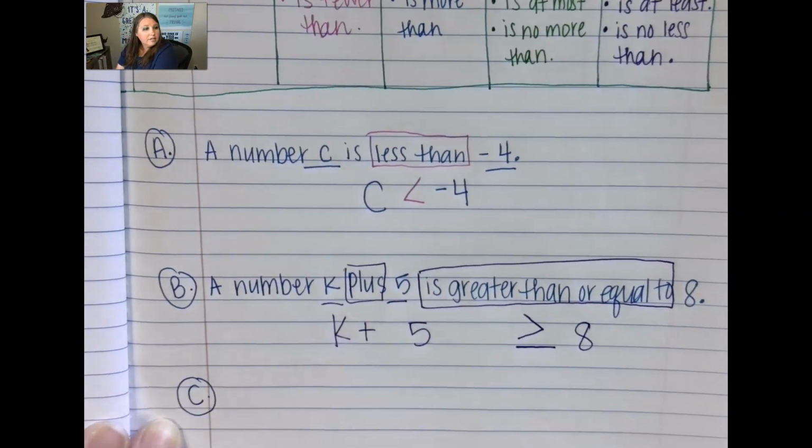Okay, let's look at letter C. 4 times a number Q.